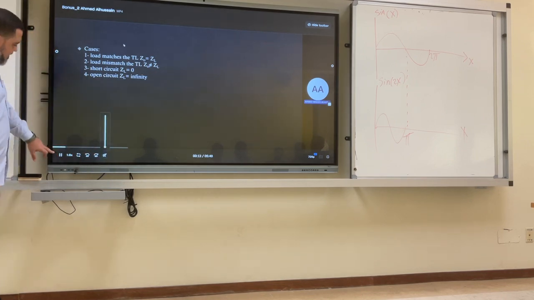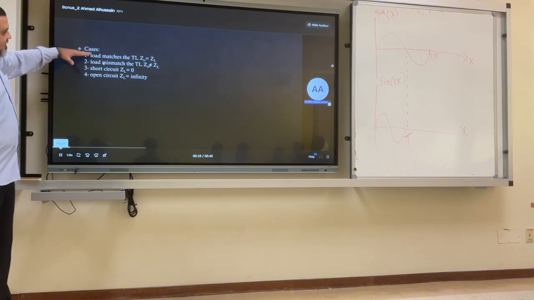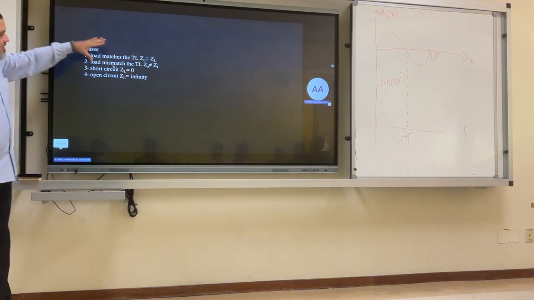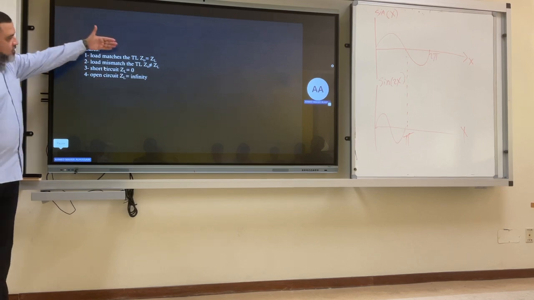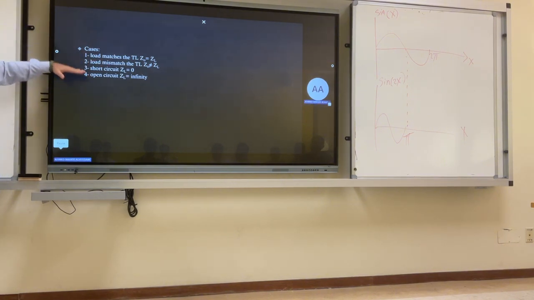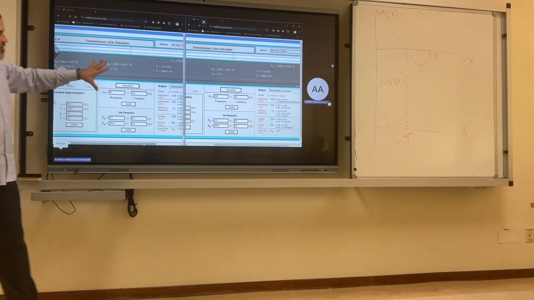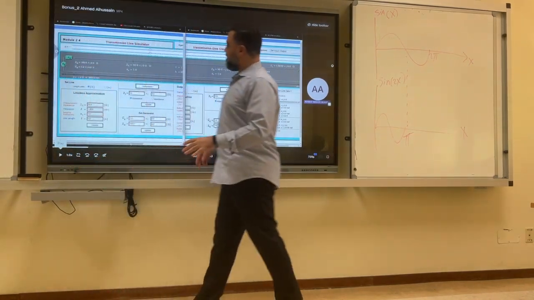Assuming I have a transmission line with these characteristics, we will have two cases: either the load equals the characteristic impedance, or the load is different from the characteristic impedance. And we have another case when the load is short circuit or open circuit. So we have now two cases. This is an animation.